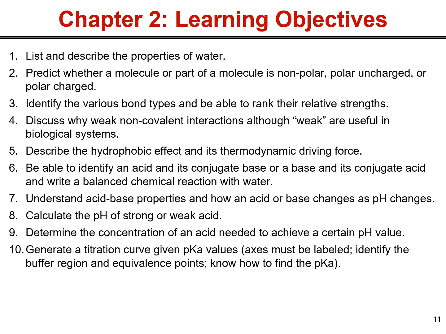You have to be able to identify the proper axis labels and then identify the buffering region, equivalence points, and know how to find pKa values. Explain the role of buffers in living organisms. Some of these are just going to be reviews from previous chapters from Gen Chem 2, but these are all the things that we're going to go through in this chapter.